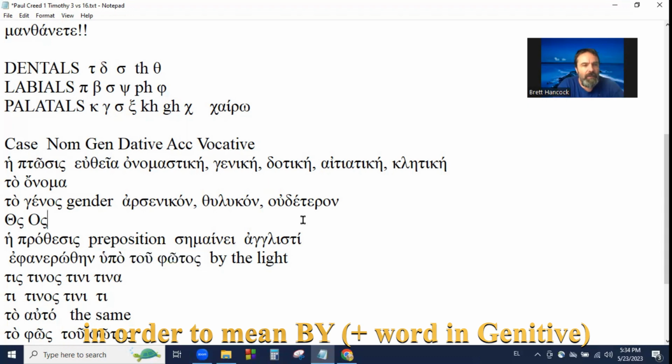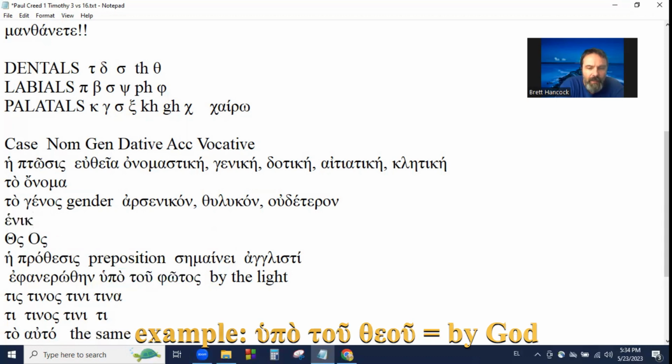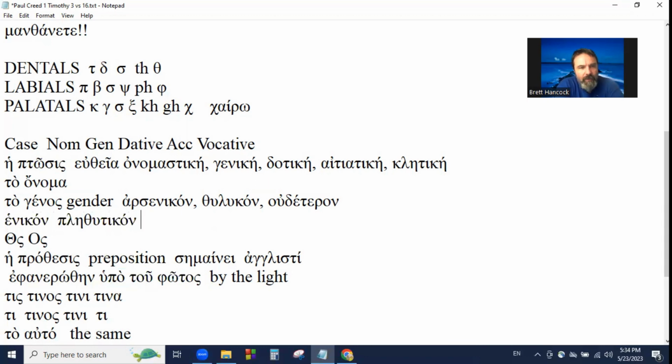Henikon. So I guess I can write that. Henikon, plêthuntikon. So there's plural and singular. Now, if you learn your Greek numbers, hen, duo, treis, tessares, right? Hen is the neuter form. Heis is the masculine. When you see henikon, you should recognize that it has to do with one, with the idea of singular. So henikon, that'll help you remember it, hopefully.